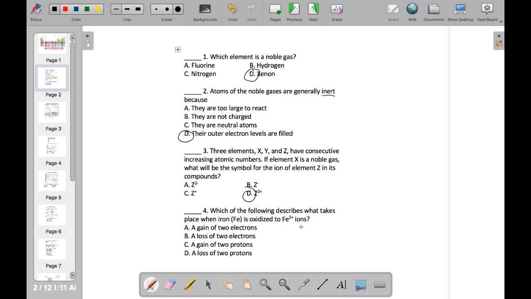Which of the following describes what takes place when iron is oxidized? Well, this is exactly the same example. When you lose 2 electrons, remember electrons are negative, so when you lose electrons, we have more protons, which are positive. We're never really gaining or losing protons, it's just gaining or losing electrons. So in this case, if we lose 2 electrons, we'll have 2 more protons, and it will be a 2 plus.